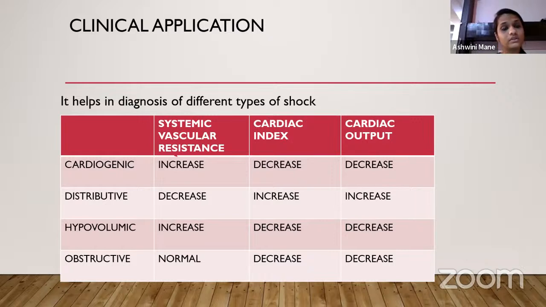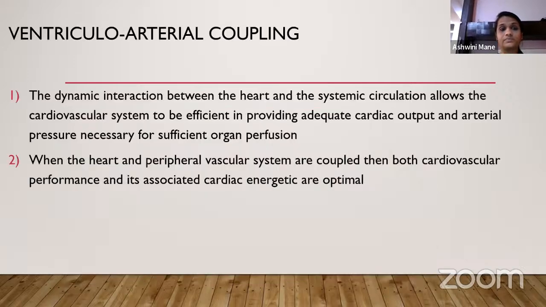In hypovolemic shock, the systemic vascular resistance will increase, the cardiac index will decrease, and the cardiac output will also decrease. And in obstructive shock, systemic vascular resistance will be normal, cardiac index will decrease, and the cardiac output will decrease. Now, the next concept is the ventricular-arterial coupling.